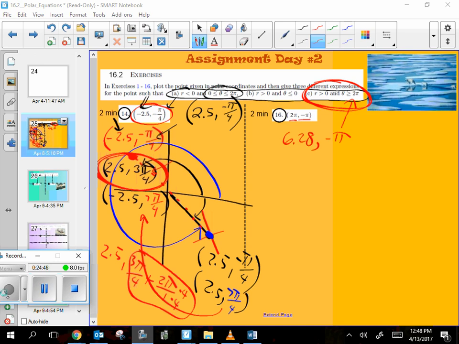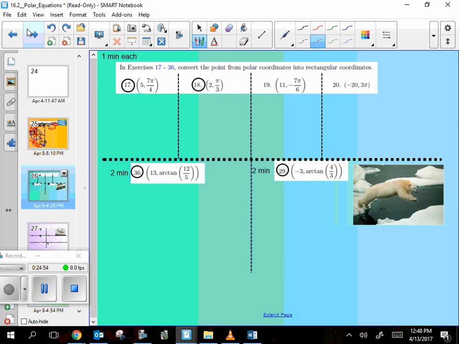Figure out where it is. Write some other names for it. All right. Then in this page, all review of yesterday. And it feels a little bit too big, so we'll cross off 19 and 20. 29.